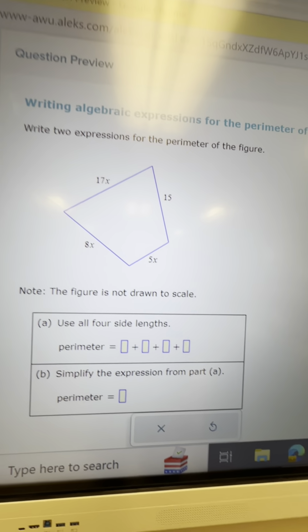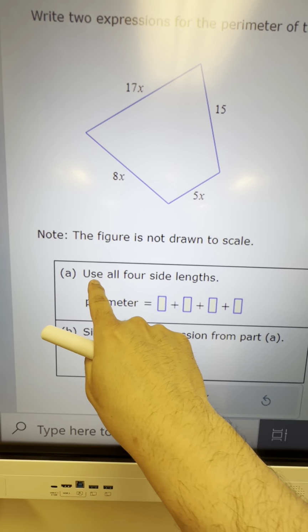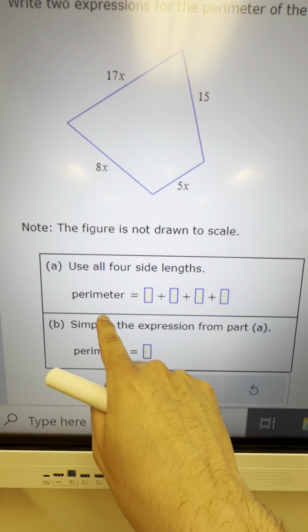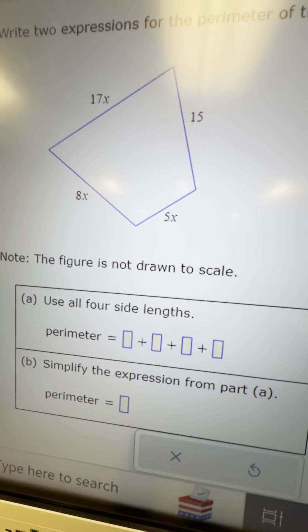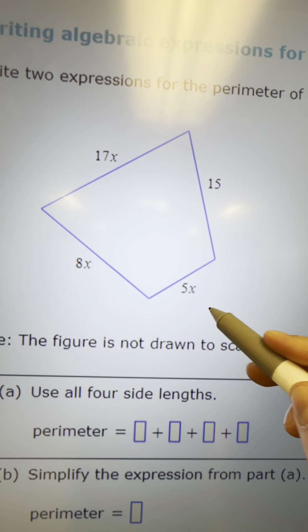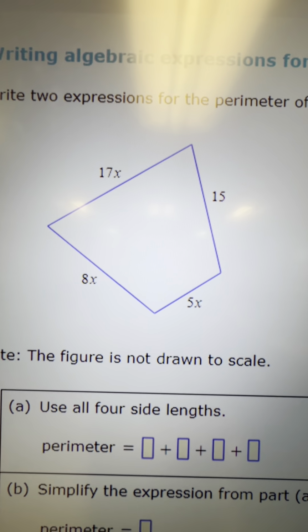All right, this is question number 6. Write two expressions for the perimeter here. So part A says use all four side lengths to write the perimeter of this figure. Remember, the perimeter of a figure is found by adding all the sides. So in this case, we just have to show an expression that we're adding these four things.